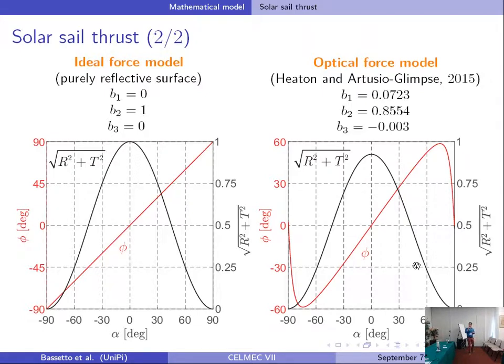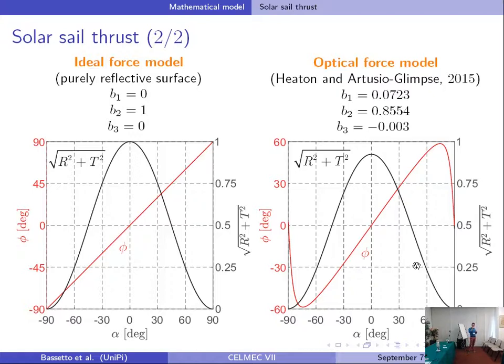Now, this is the difference between the two thrust models we have used. In particular, for the ideal force model, phi coincides with alpha, because the surface is perfectly reflective. While as regards the optical force model, phi does not coincide with alpha, and it has a maximum value and a minimum value in modulus equal to about 60 degrees, when alpha is about 74 degrees.